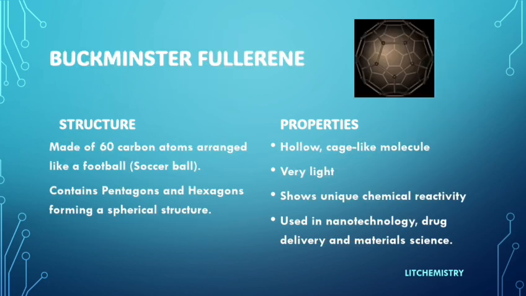Next is Buckminsterfullerene, also called buckyball. Let's have a look at the structure and properties. Structure: made of 60 carbon atoms arranged like a football or a soccer ball. It contains pentagons and hexagons forming a round, spherical structure.